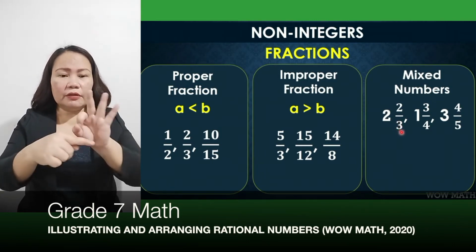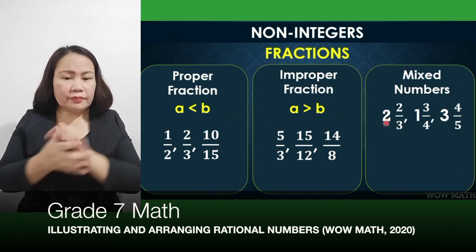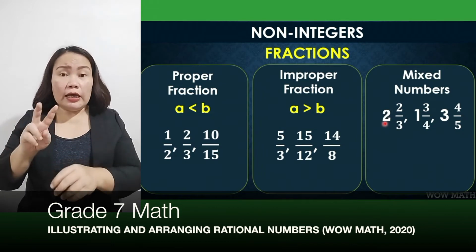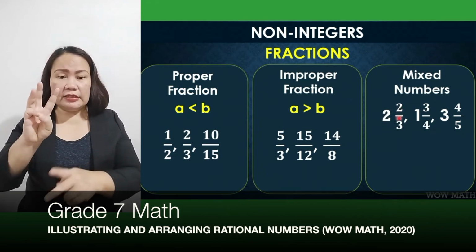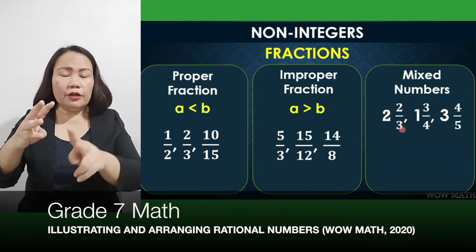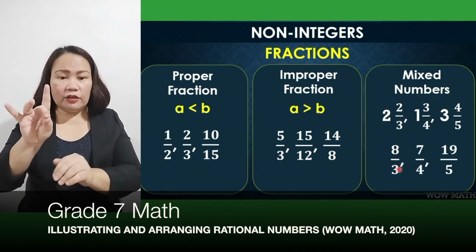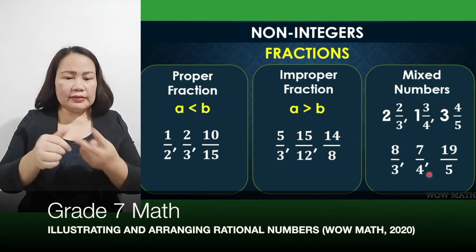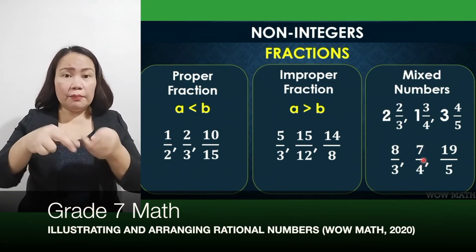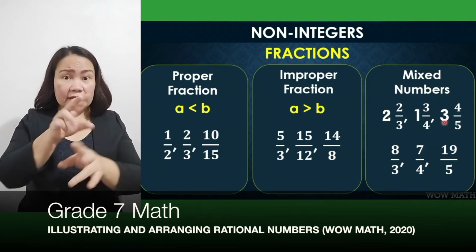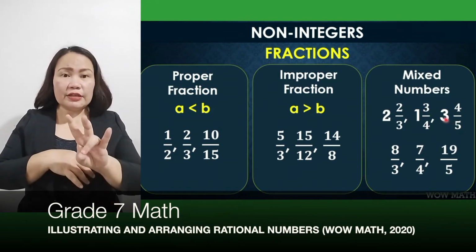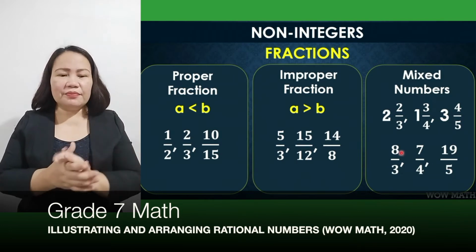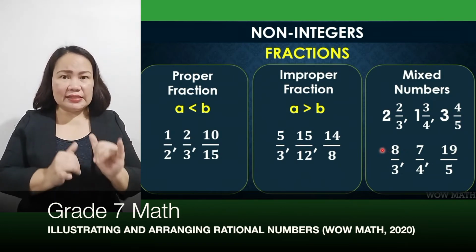How? You're gonna multiply the denominator by the whole number and then add the numerator. So, 3 times 2, that is 6, plus 2, that is 8, and then copy the denominator. So, we have 8 over 3. 4 times 1, 4, plus 3, that is 7, and then copy the denominator. So, that is 7 over 4, and then 5 times 3, that is 15, plus 4, that is 19, so 19 over 5. Alright, so we already have A over B.